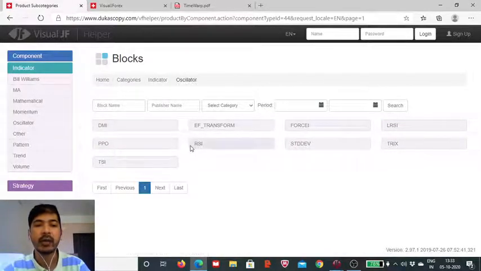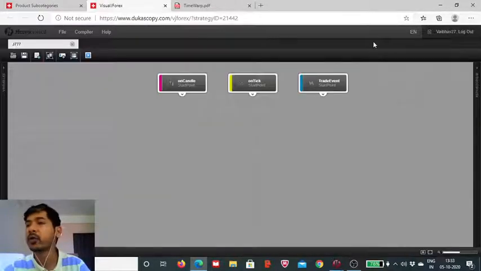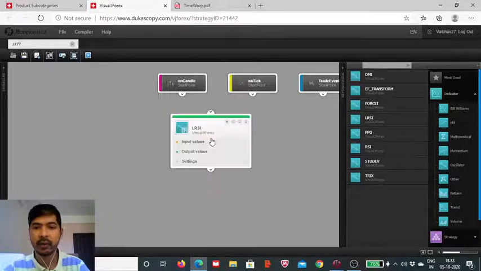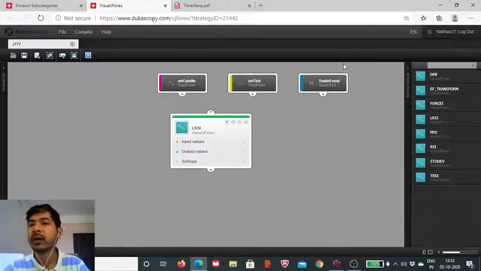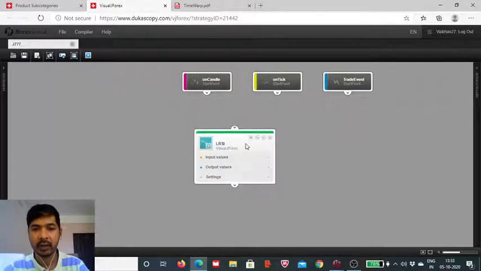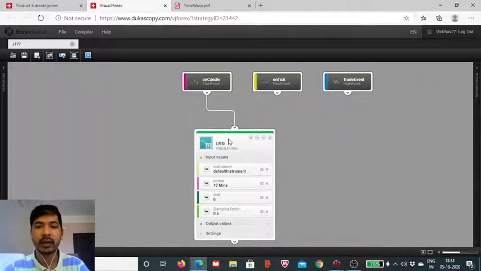and in the remaining days of this week we will be considering the PPO, then RSI, standard deviation, and on Friday it will be the turn of the TRIX. So let's head to the Visual JForex board developed by the Dukascopy Bank SA. Here we have the indicator blocks, and for today's session I am taking this indicator block of Laguerre Relative Strength Index.